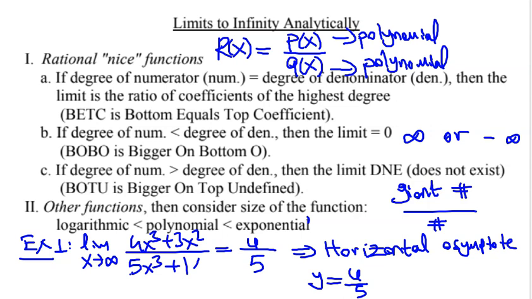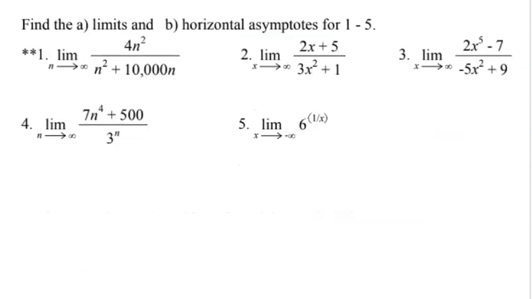All right, let's move on to the next slide. And the next slide, we have some problems. In the first one, it says find the limits and the horizontal asymptotes. So basically, when we find the limits of all these functions as x approaches infinity or negative infinity, we would be also finding the horizontal asymptotes of these rational functions. Okay, so let's try to do the number one.